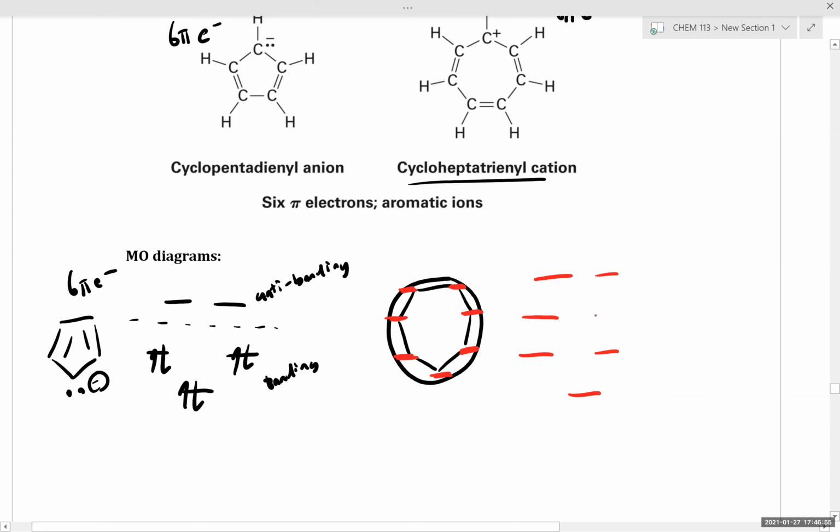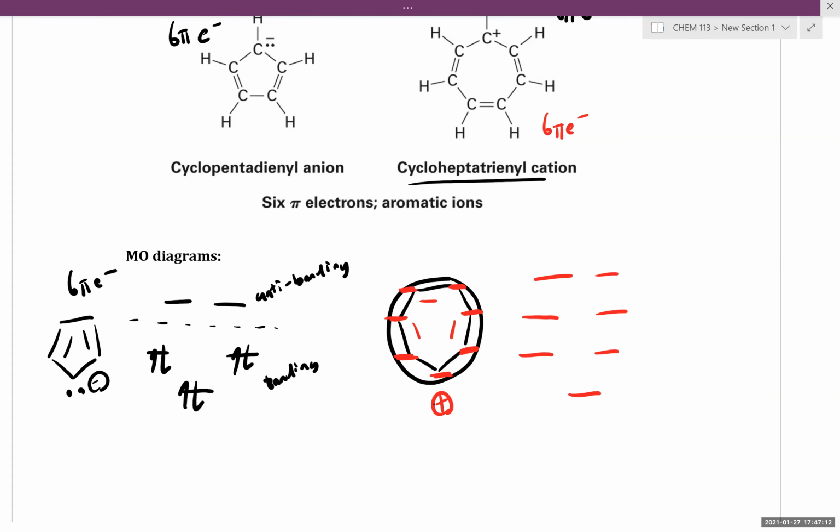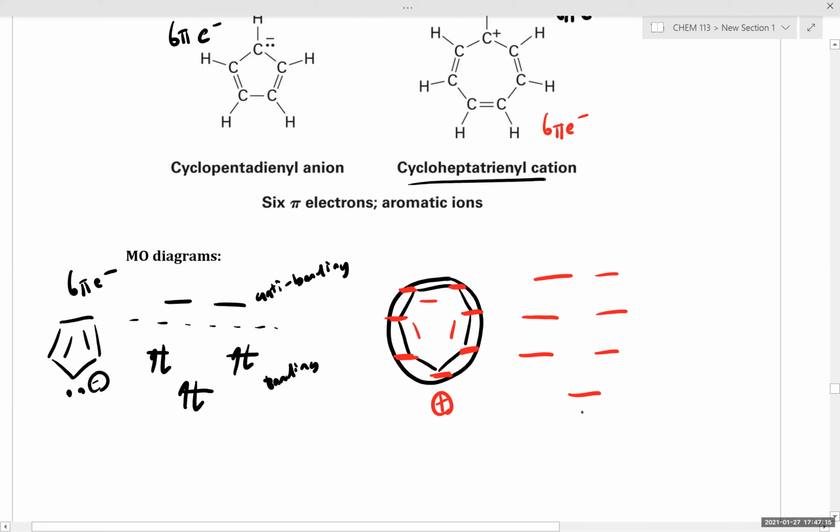And in turn, considering we also have for our cycloheptatrienyl cation 6 pi electrons, that tells us that we need to fill this molecular orbital diagram with 6 pi electrons. So then we fill this diagram 1, 2, 3, 4, 5, 6. And as we can see quite clearly, we have maximized our bonding interactions while minimizing our filled anti-bonding orbitals. Does that make sense?